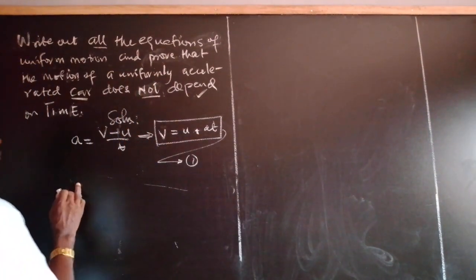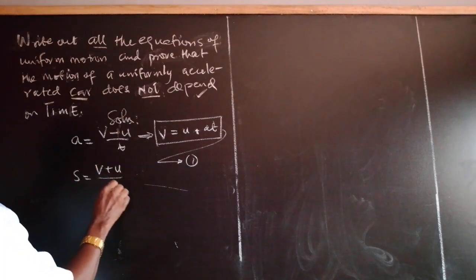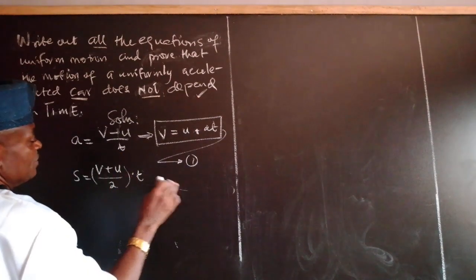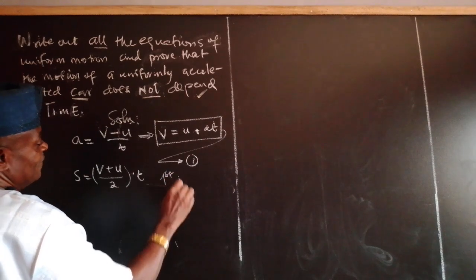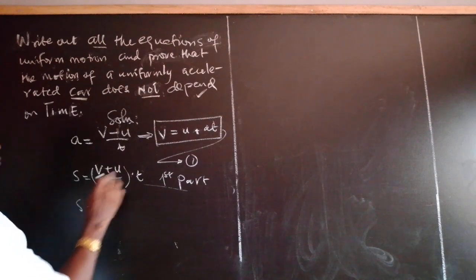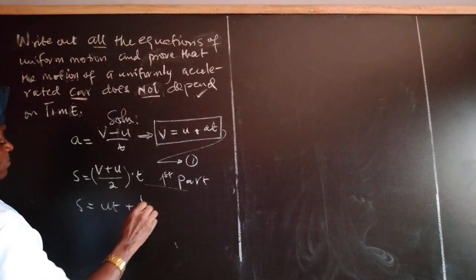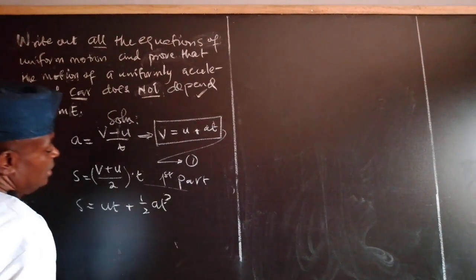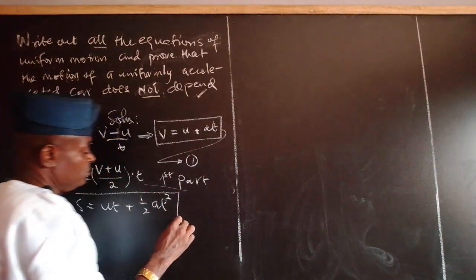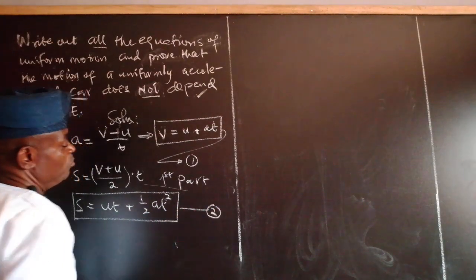So let's go to the second equation. Second equation says that displacement is equal to average velocity, that is v plus u divided by 2, multiplied by time. All right. So this is the first part. And then the second part, we're able to use the first equation against this, and we can establish that ut plus half at squared is equal to displacement. All right. So this is the real second equation of motion.